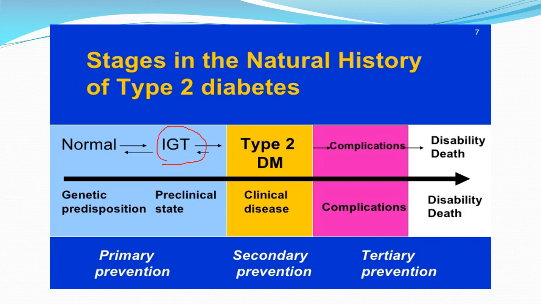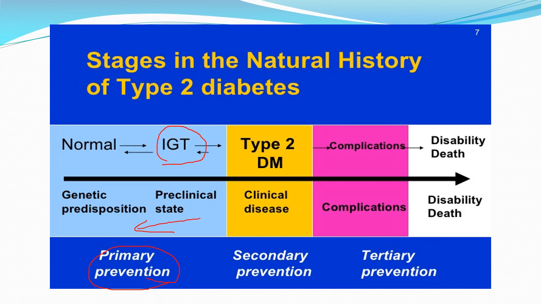At the stage of impaired glucose tolerance, there is an increase in the pancreatic secretion of insulin, and at this stage it's partially reversible. In other words, if the patient follows proper diet and exercise, the disease could be reverted and the pancreatic beta cells will start to function normally. This is the stage of primary prevention, in which you recognize your patient in the impaired glucose tolerance phase and you can revert him back to normal. This is primary prevention because you are preventing the development of diabetes.